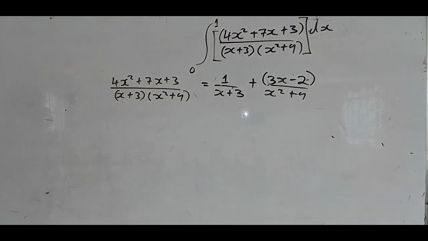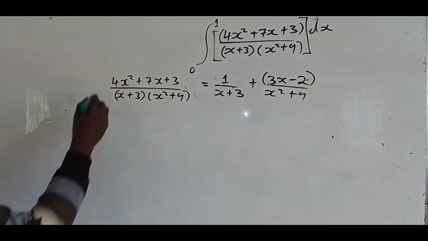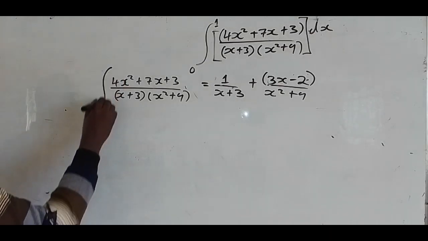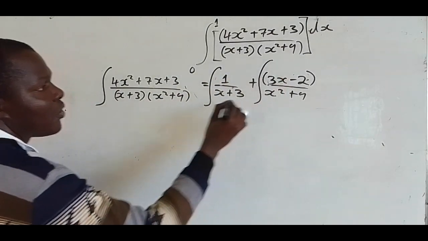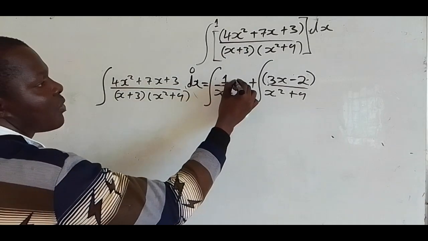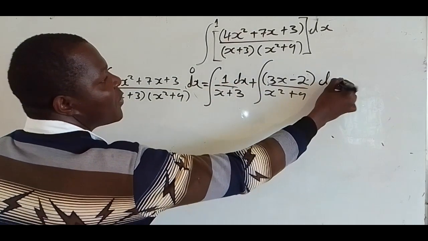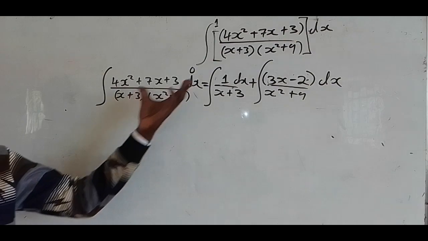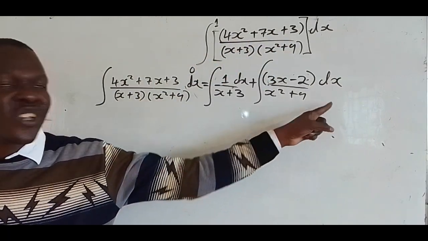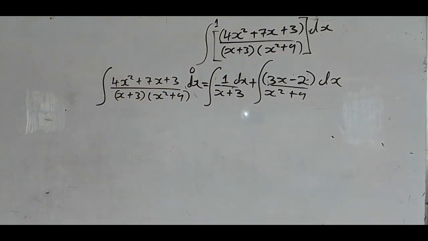Once you resolve that, our integrals were there, meaning we put the integral on everything, with respect to x. So you see, what you had there has been resolved into partial fractions. So you are doing integration by partial fractions.